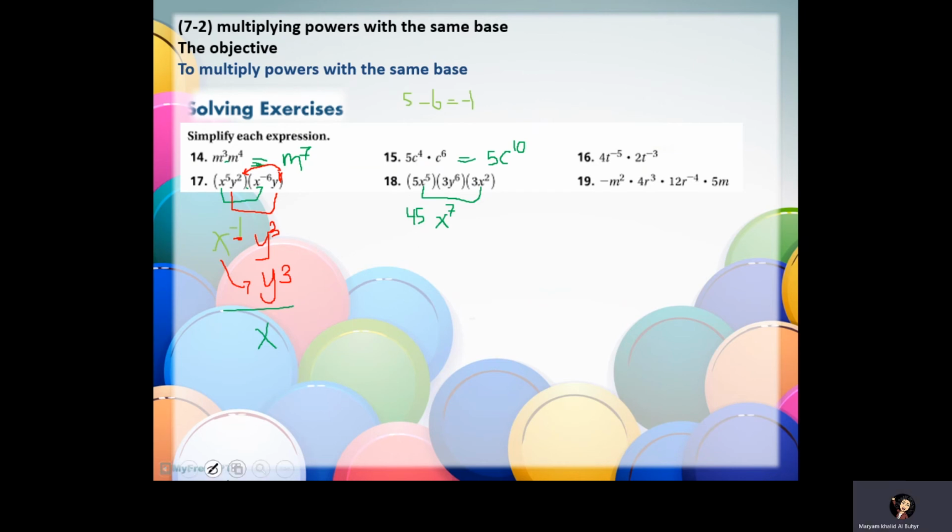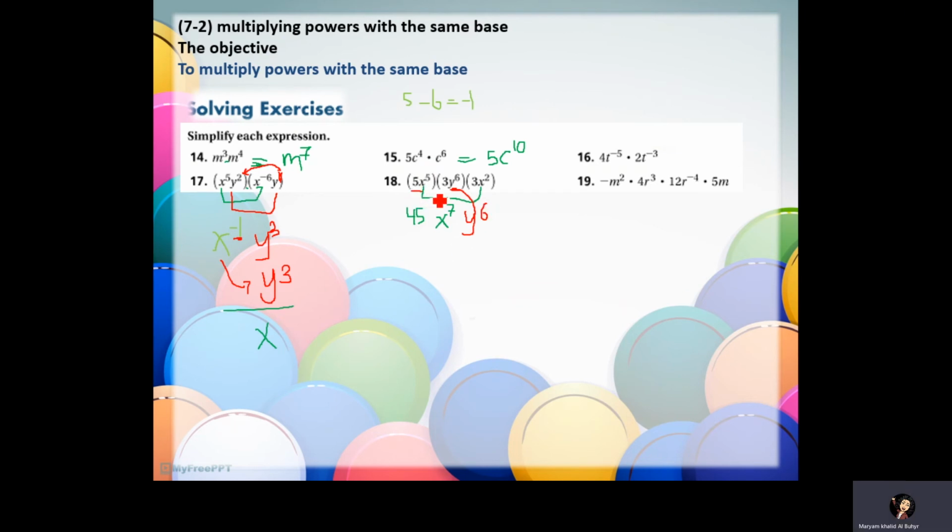Let me change the color for you. What is the remaining here? The remaining is only this y. We used everything, only y. There is nothing to simplify with it, so I will drop it as it is. So y to the power 6.